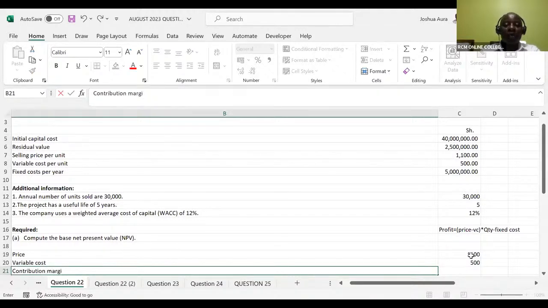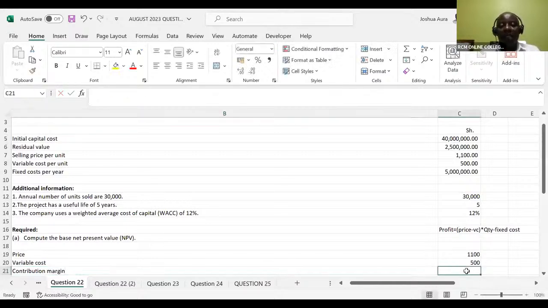So how do I get contribution margin, somebody? Is there somebody who knows the formula for getting contribution margin? Please talk to me. Thank you so much. They're telling me, Mwalimu, simply come and say tab there.